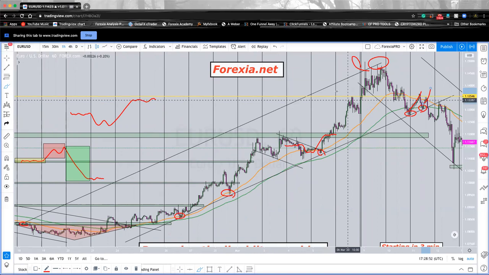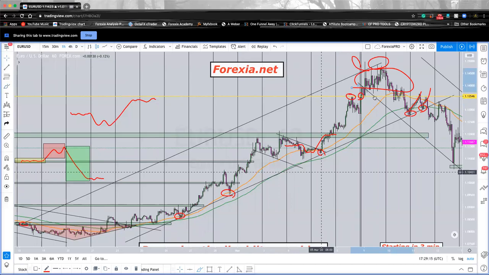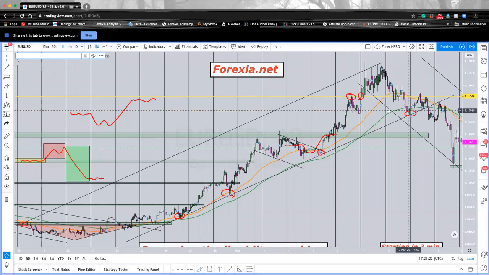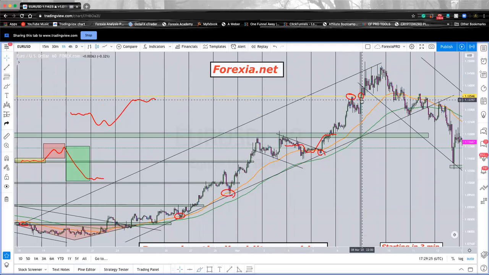Agree? Now I'm going to talk about this yellow line, because you can see how perfectly it touched here and then broke in the session changeover and stayed above it for a good amount of time. Let's delete this area a little bit. I'm avoiding having my chart messy, so just bear with me for a second.